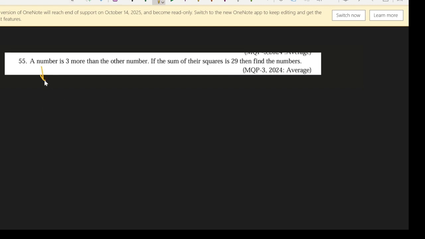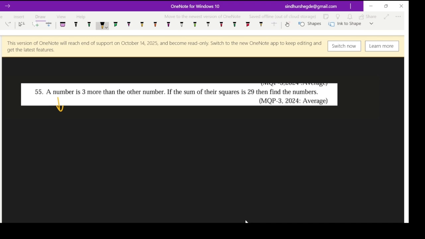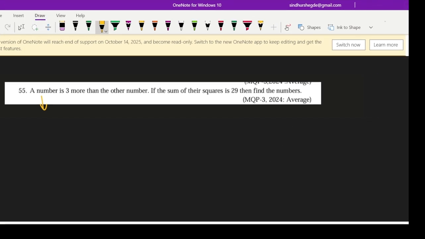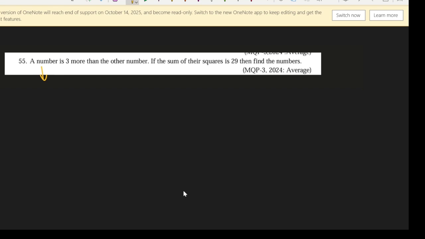This is also an interesting problem. A number... So first, let's try to understand the given situation. A number is 3 more than the other number. What we have to find are the numbers. So simply start your problem with, let the numbers be x and y, right?